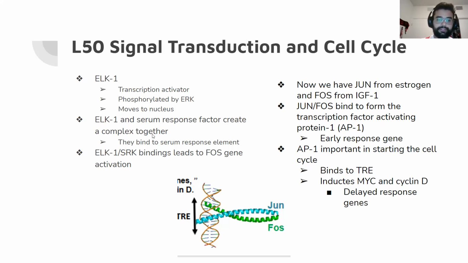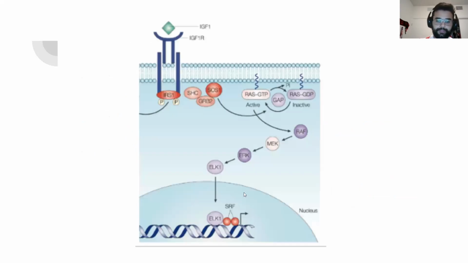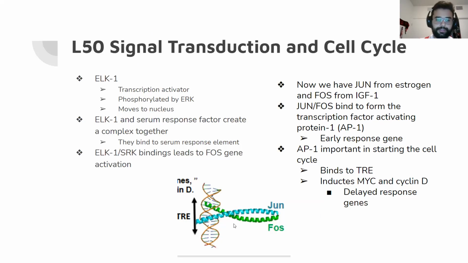Our ELK1 and serum response factor. Serum response factor is just another activator for transcription. Our ELK1 and serum response factor are going to create a complex together, and then they're going to bind to an area called our serum response element. Their binding is going to lead to the FOS gene being activated. Okay, so now we have Jun and FOS gene. Now we have Jun from estrogen and FOS from IGF-1.